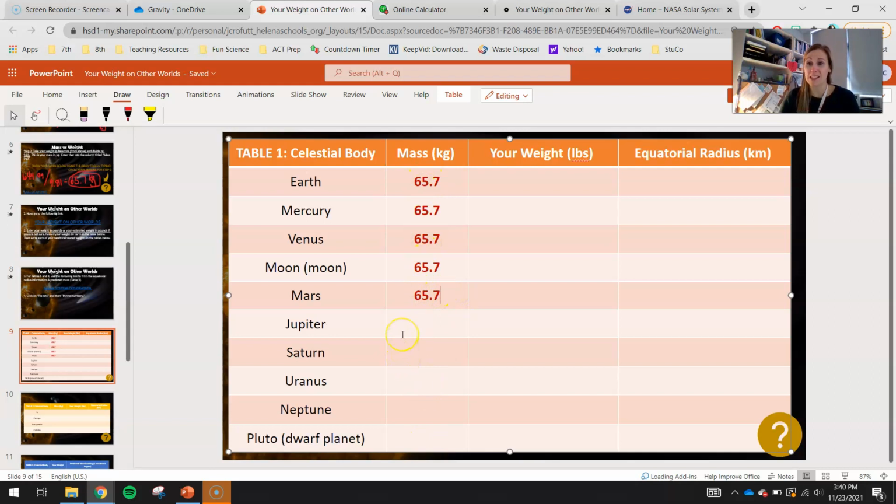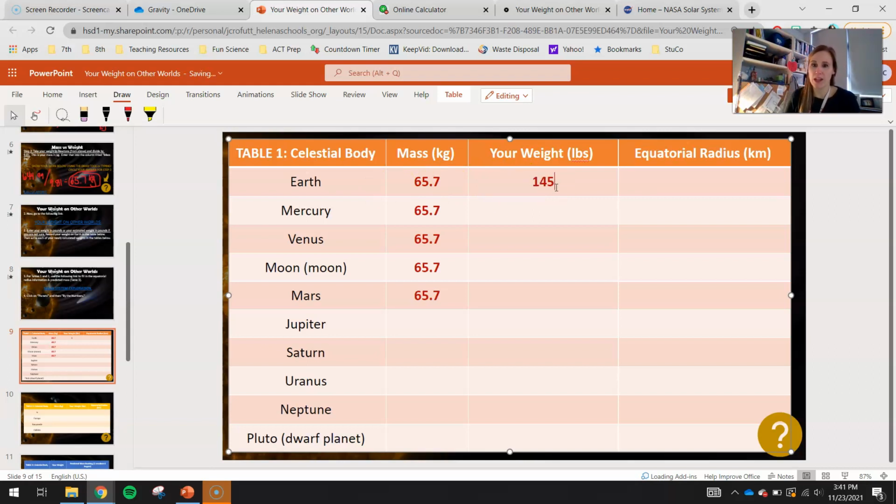Feel free to copy and paste. Obviously, you are going to put your mass in there. With that being said, let's look at the rest of this. We need to find out my weight because weight depends on gravity. Remember, weight is equal to the mass times the gravity. It's how much gravitational pull is pulling us down. Our weight is going to be different. We're not going to have the same weight.